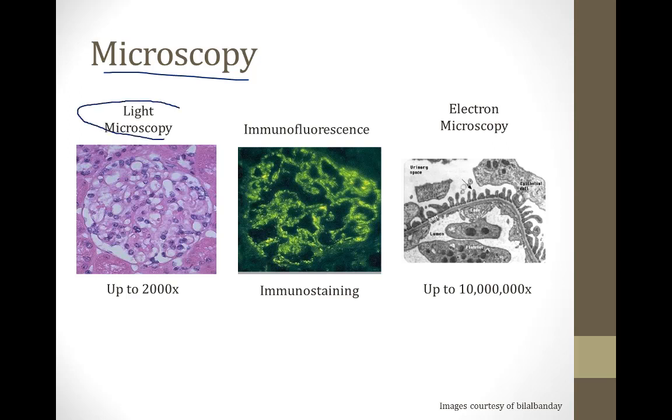The first is light microscopy, and that simply means using a basic stain and looking at it under the light microscope. And you can see magnifications up to 2000x this way. And here I've shown a picture of a normal glomerulus.